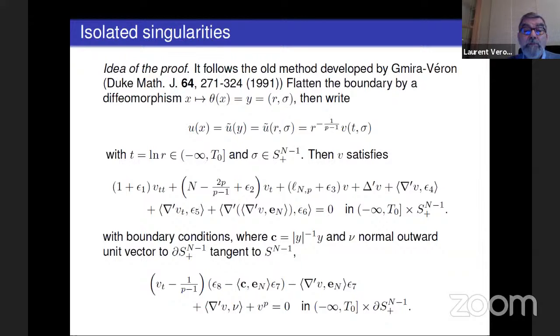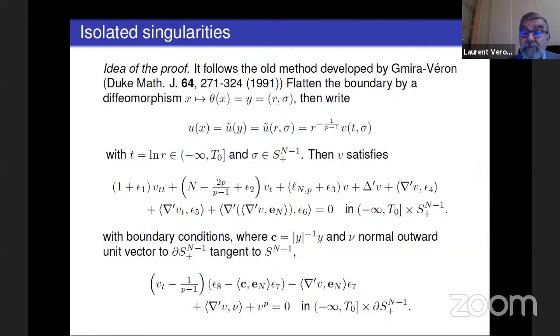Now, how is the boundary condition transformed? The boundary condition also will suffer from this transformation. So it's going to be V_t minus 1 over p minus 1 times epsilon 8 minus the scalar product of C and psi e_n, epsilon 7, plus delta prime of V times e_n times epsilon 7. So these are the perturbations. And now I have, which is important, the delta prime V times nu plus V to the p.